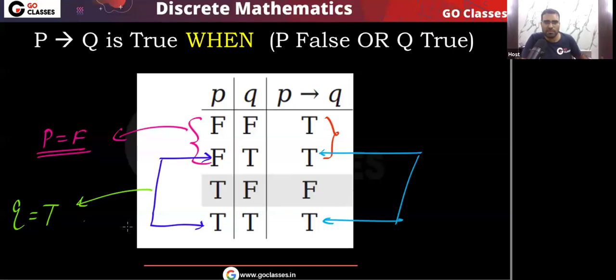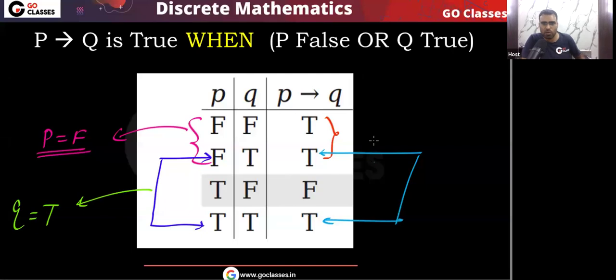So finally, what I am saying, please notice, I am saying that P implies Q is true when P is false or when Q is true. This covers every possibility. Do you agree with me? You can see this covers the first two and this covers the second and fourth. So they cover all the possibilities. I hope all these points are clear.